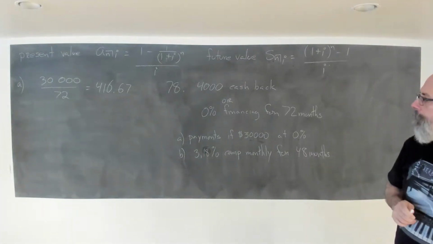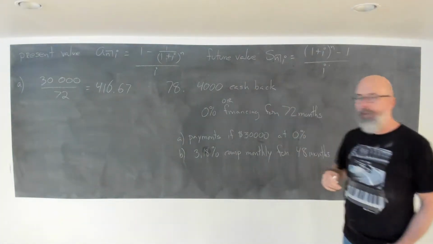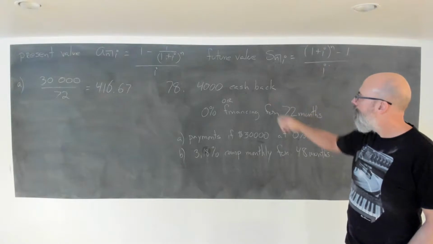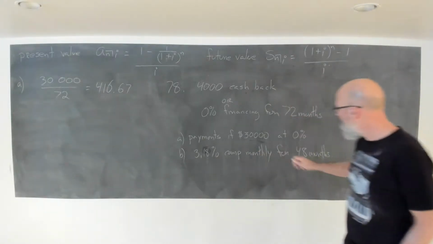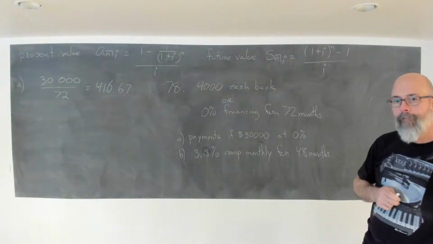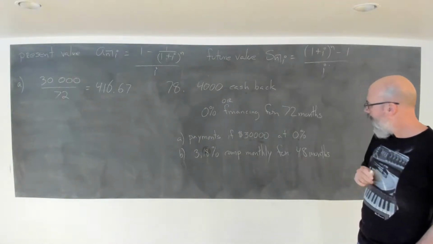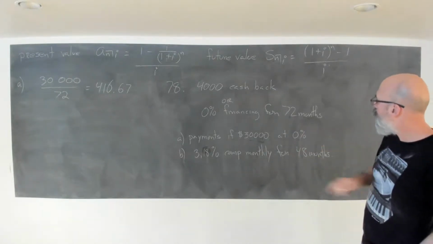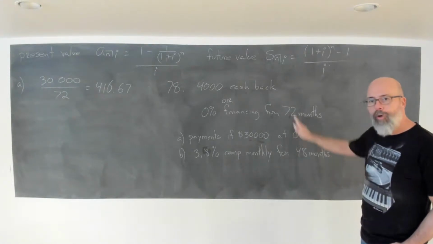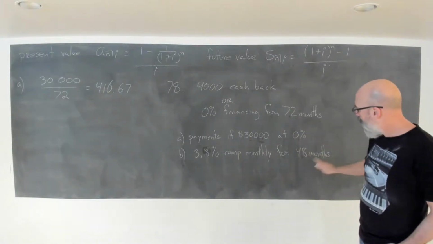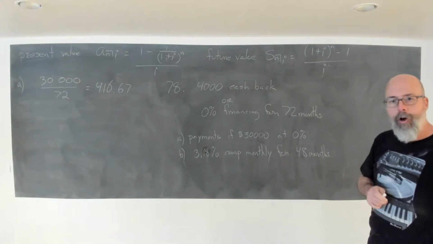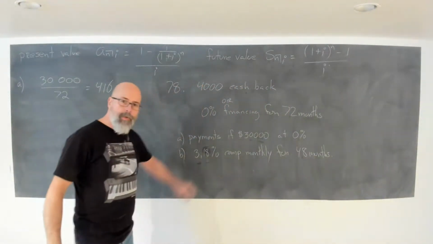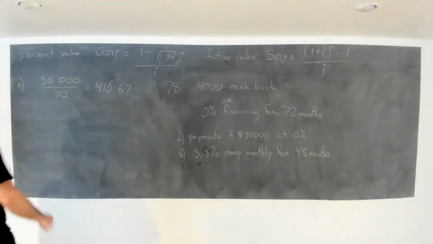Thank you. Now, what if you took the $4,000 cash back? So you were only financing $26,000, and you were only financing it for 48 months. Here, 72 months, 6 years, versus 4 years. You'll be paying the truck off 2 years earlier, and you're still paying some interest. How much are the payments here?